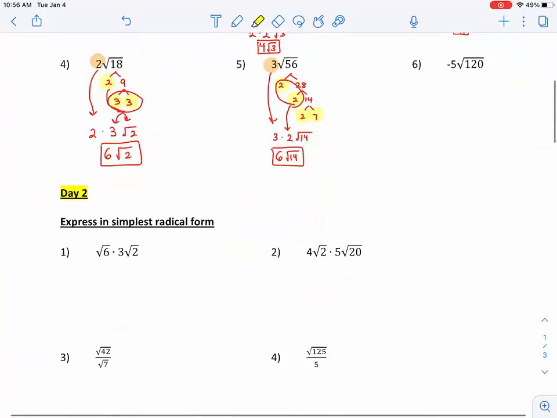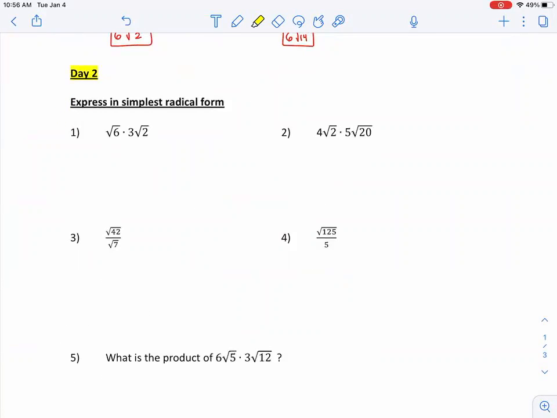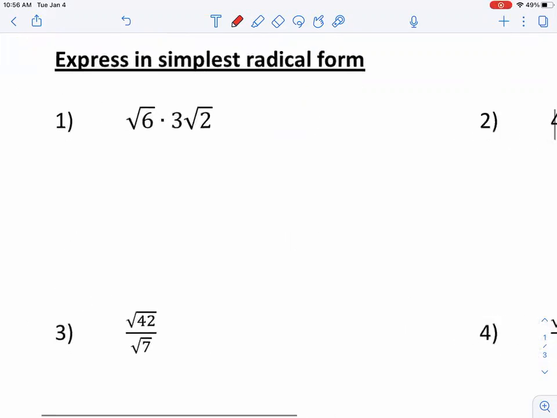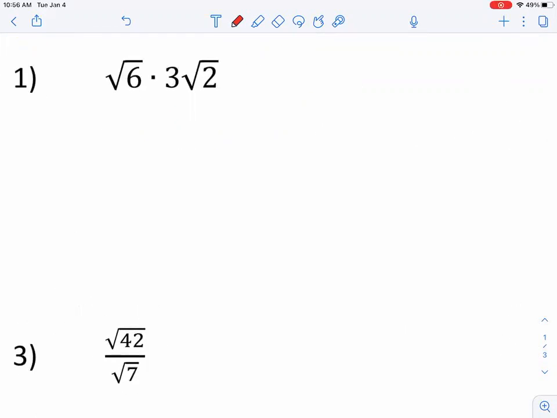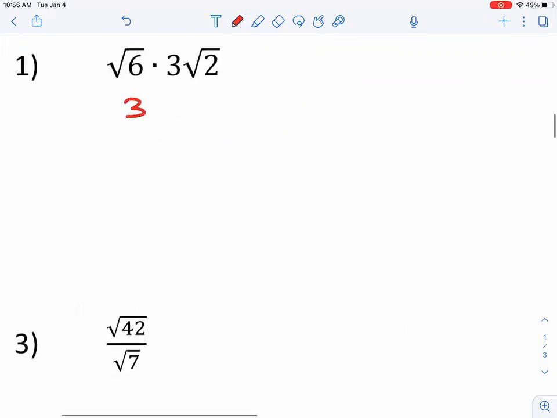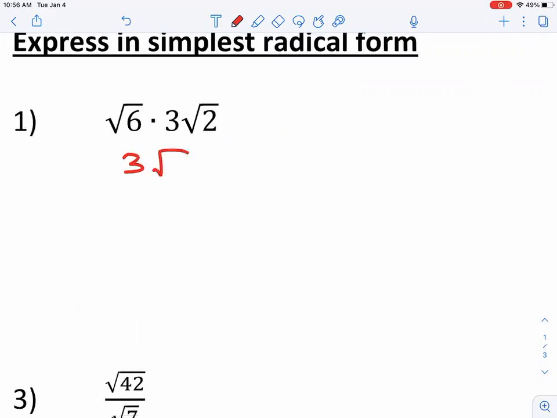Now, in the next section, it's similar, but we have a couple of different parts. I don't know if you're going to think this is harder or easier, but what we want to do is multiply these things. And there are many ways that we can do this. The first thing is things that are underneath the radical, like the 2 and the 6, we can multiply those and write that as 3 times the square root of 12.